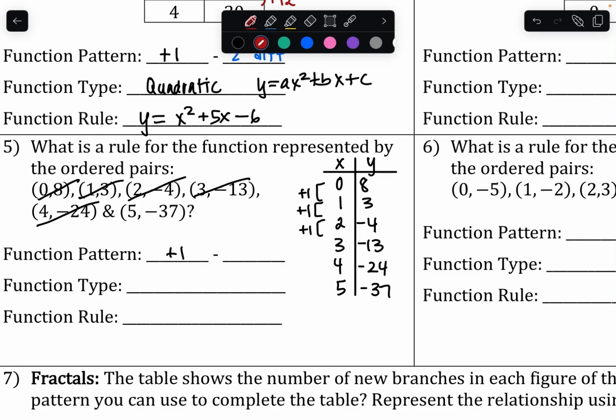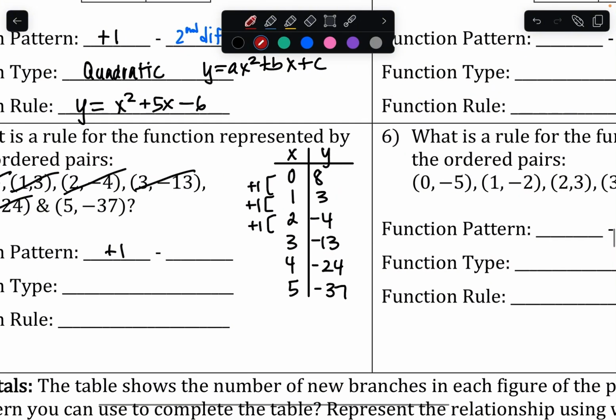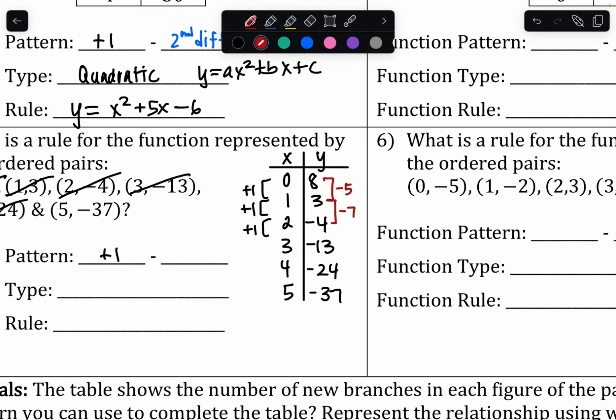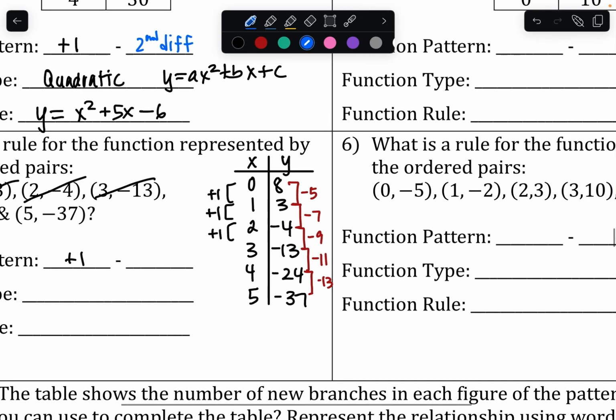And then looking at our y's, it goes from positive and then remains negative for the rest of the time. And so we know it's not multiplying. So now we're looking at an adding pattern. So from 8 to 3, it's subtracting 5. From 3 to -4, it's subtracting 7. From -4 to -13, it's subtracting 9. From -13 to -24, it's -11. And from -24 to -37, it's -13. So those are not constant, so this is not linear.